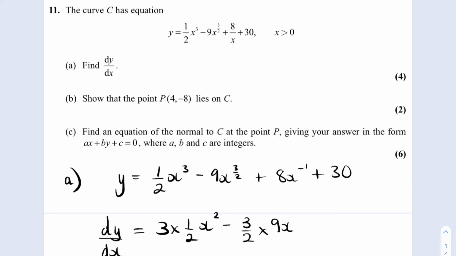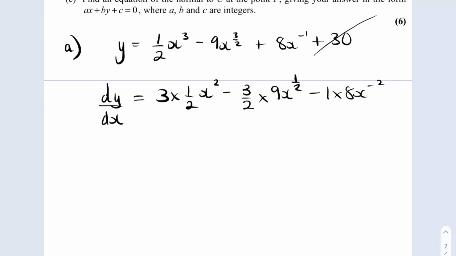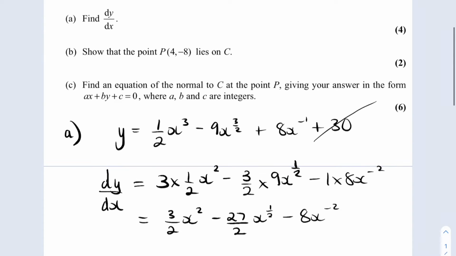3 over 2 times 9x to the power of 3 over 2 minus 1. 3 over 2 minus 1 is a half, so we have a half there. Then we've got minus 1 times 8 times x to the minus 2. And constants disappear when you differentiate. They have a 0 gradient. So tidying this up, this becomes 3 over 2 x squared minus 27 over 2 x to the half and minus 8x to the minus 2. Okay, so that's dy by dx. It hasn't specified any format, so it's okay to leave it like this. And that's for 4 marks.